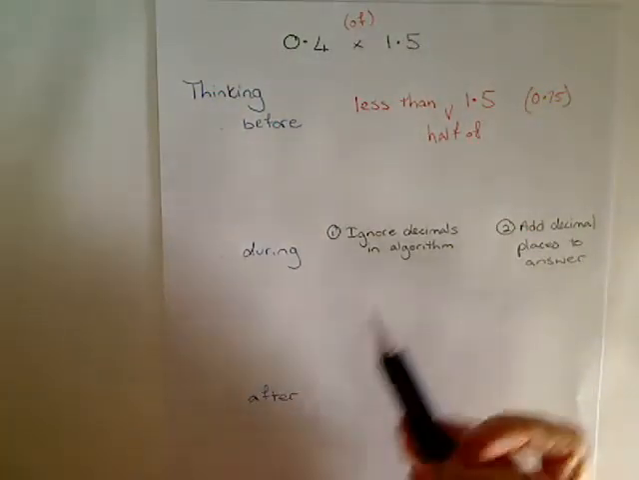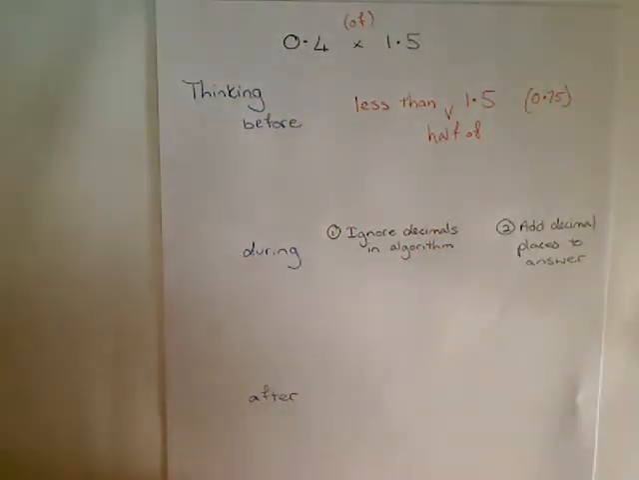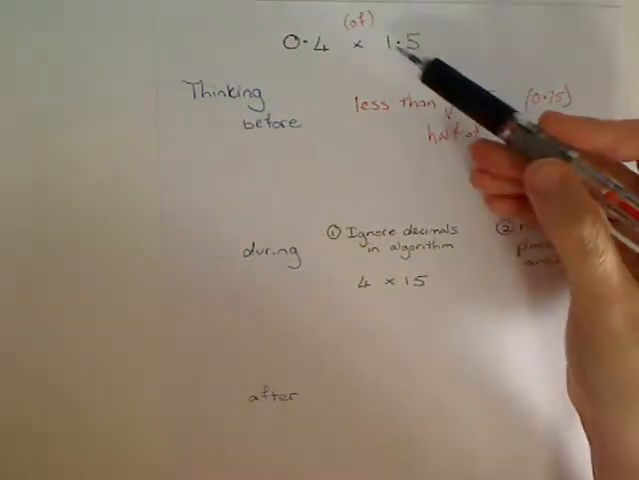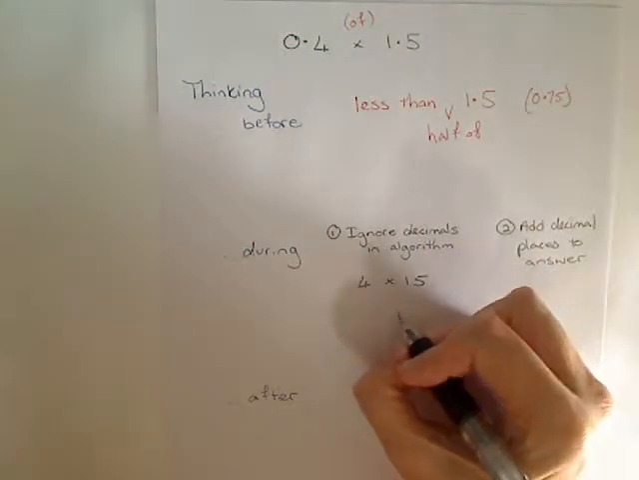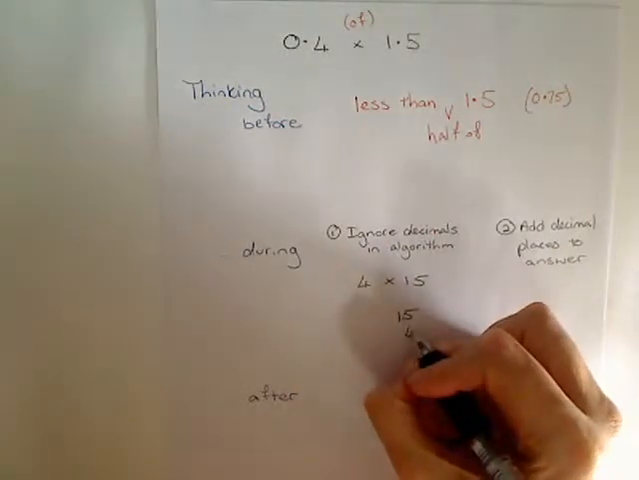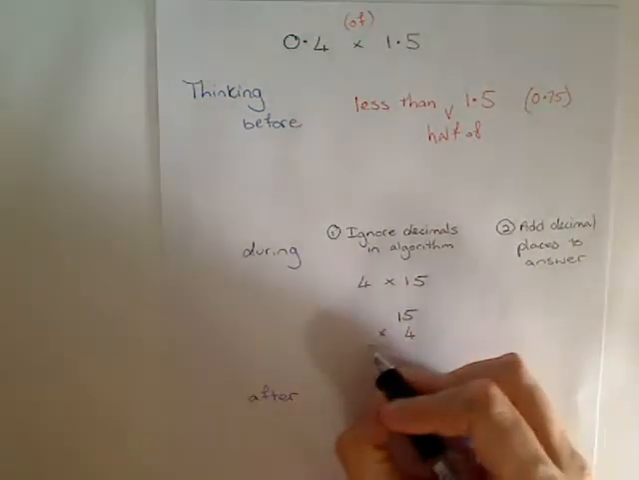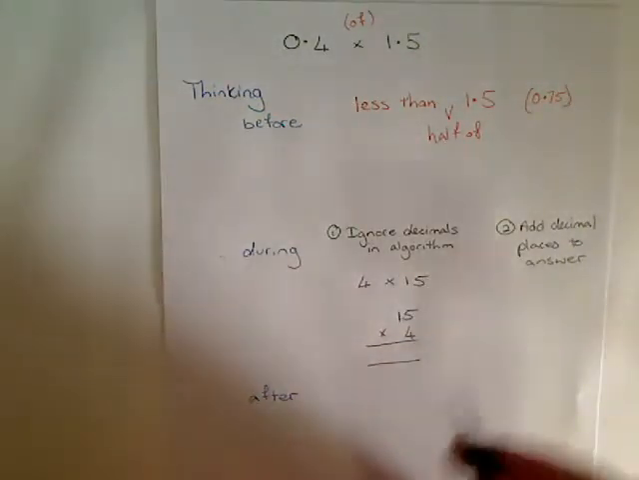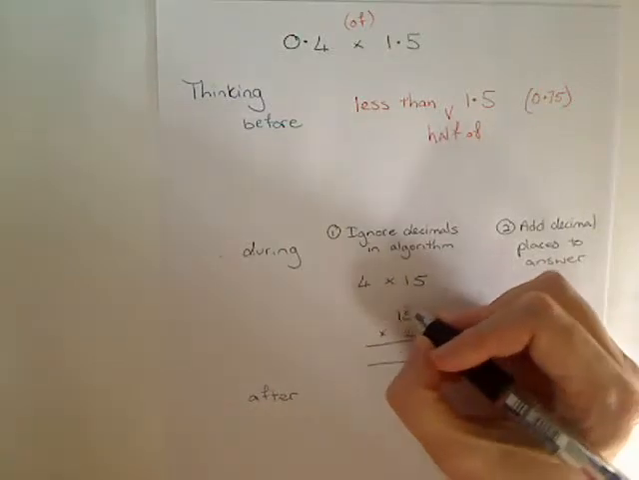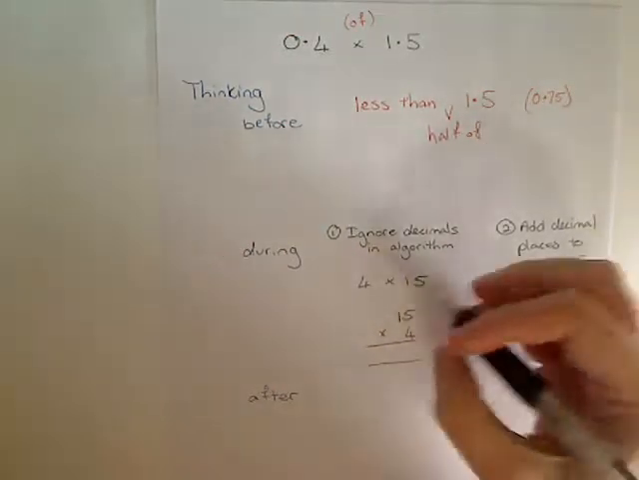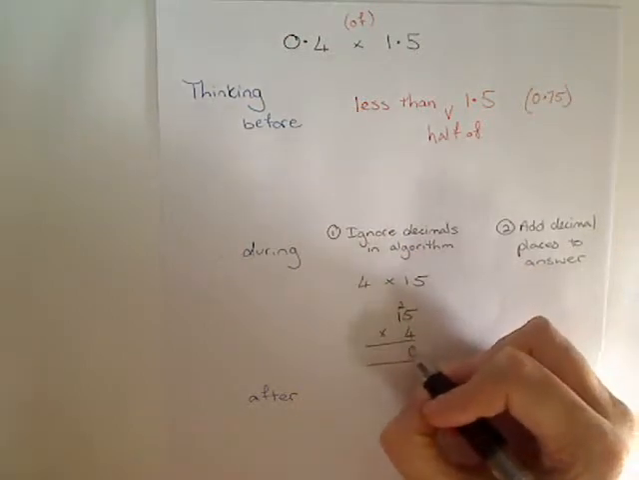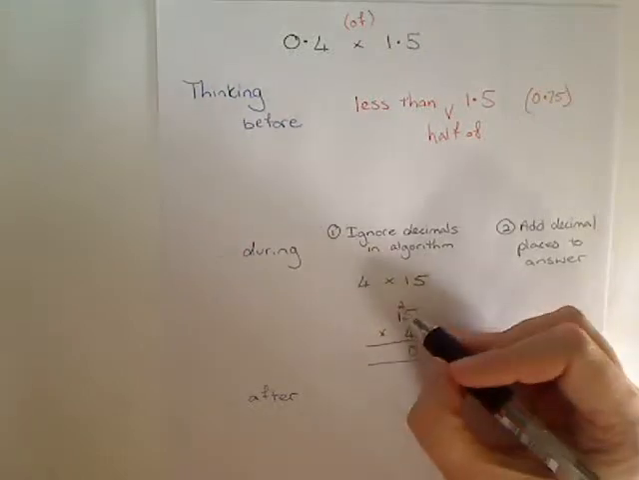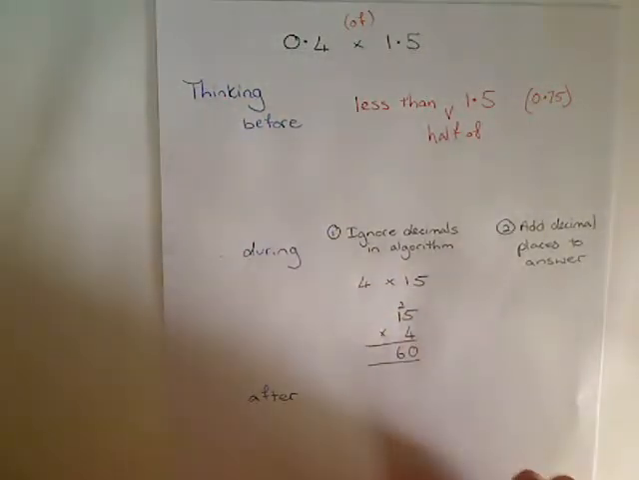Okay, into my algorithm. I ignore the decimals in the algorithm, so I'm just going to multiply 4 times 15. So I'm not even worrying about the decimals at the moment. I'm going to put 15 first and 4 second, and I can do that because multiplication is commutative, which means the order doesn't matter for multiplying. 4 5s are 20. I can't put 20 in the ones column, so I rename as 2 tens. 4 by 1 ten is 4 tens, plus 2 more tens is 6 tens.